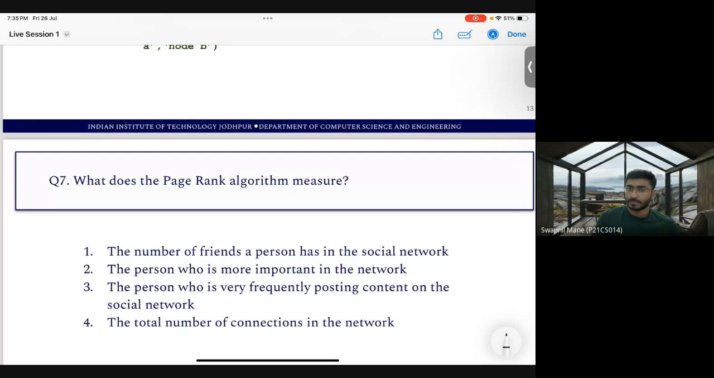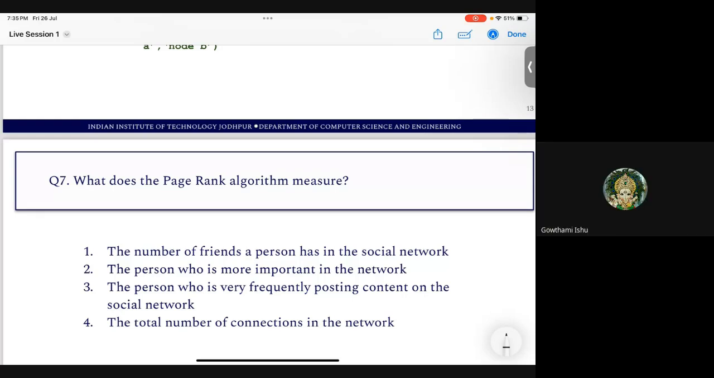Yeah, Gautami. Sir, please, once more, please repeat the topic, sir. I can't understand, sir. Okay, okay, okay.